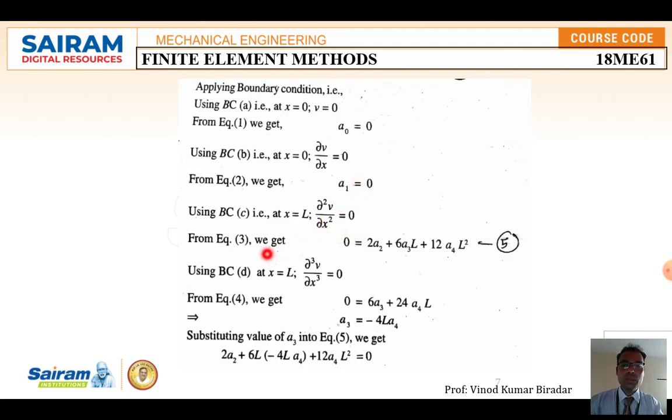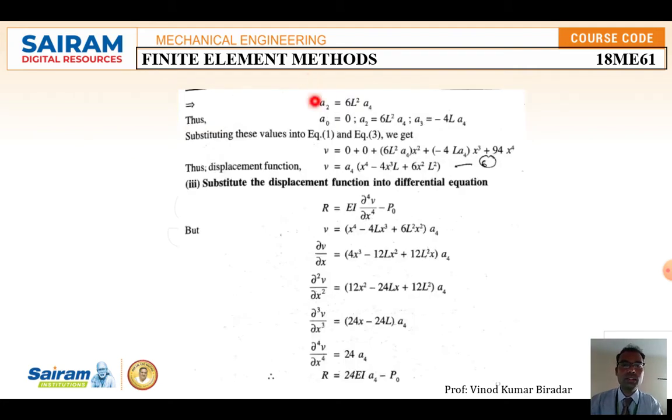But the boundary condition at x is equal to L, dou cube v by dou x cube. Substitute this boundary condition in the third derivative equation, and you are going to get a3 is equal to minus 4L a4. So here you have the a0 value, a1 value, then the a3 value. Again substitute these values in the a2 equation, so you are going to get the a2 value: a2 is equal to 6L square a4. So now you have the a0, a2, a3, a4 values, that is a2 in terms of a4.